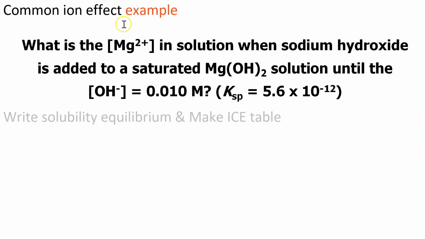Here's an example of a common ion effect problem. This illustrates the common ion effect. So we want to know what the magnesium ion concentration is in a solution when you add sodium hydroxide to a saturated magnesium hydroxide solution until the concentration of hydroxide is 0.010 molar. To solve this, we'll need to write a solubility equilibrium and make an ice table.